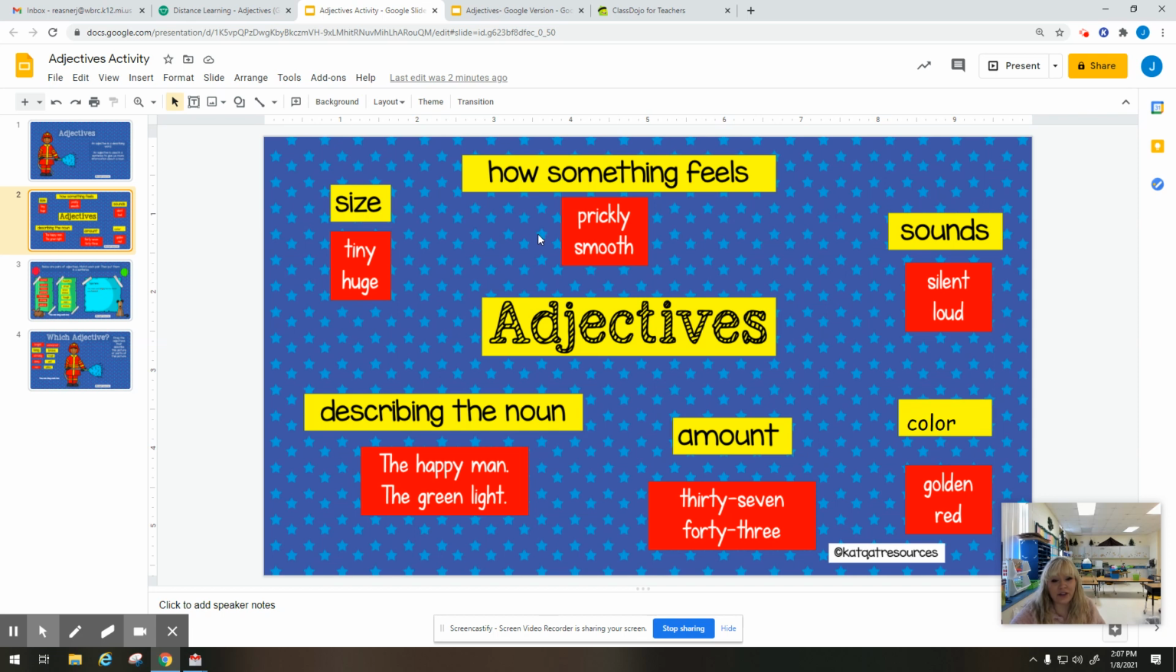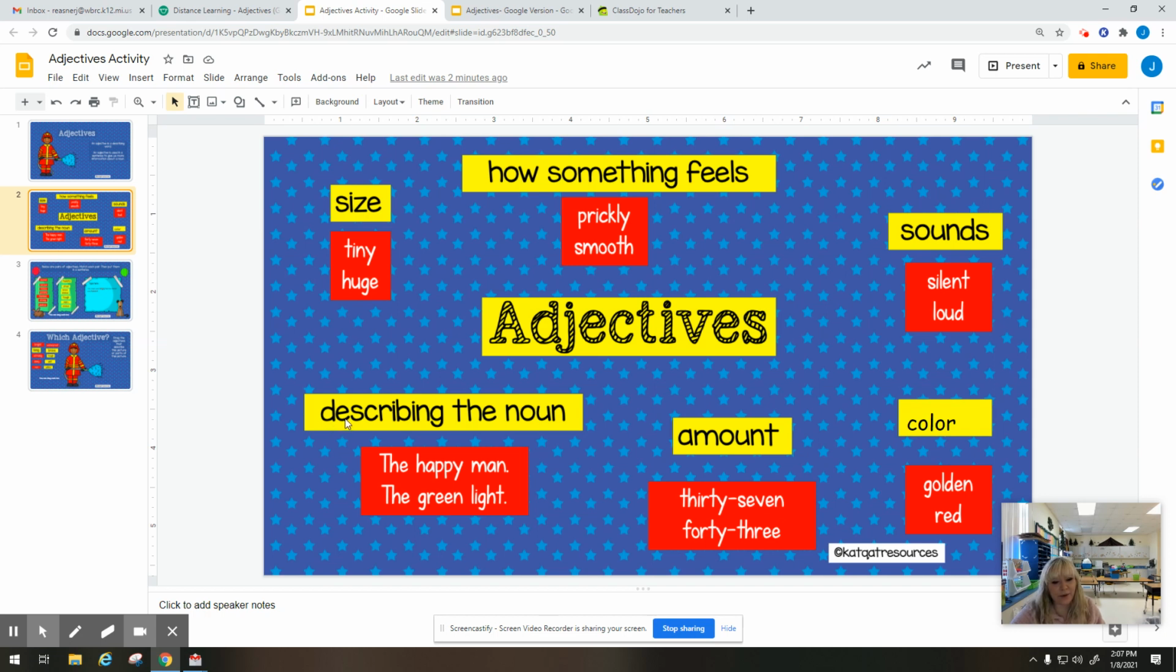Some adjectives you might have is like size. So you might describe the size of something, and you might use the adjectives tiny or huge. You might describe how something feels, so the adjectives would be prickly or smooth. You might describe how something sounds, like silent or loud. You might describe the noun on what color it is. Is it golden or red? What about the amount? 37, 43.